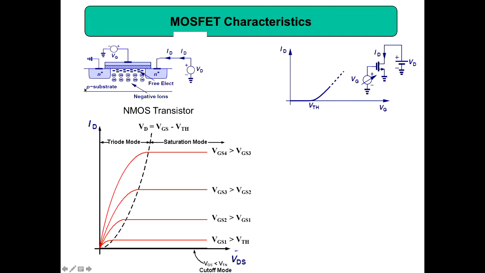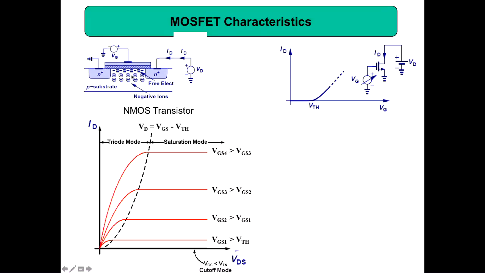If you are using an N substrate, this channel will be made of holes. Then we call it PMOS. So this is called NMOS because the channel is made of electrons when you are using a P substrate. You can also make the same transistor fabrication on an N substrate. Then we call it a PMOS. We will study that one. So this is called NMOS because the majority carriers here are holes, but the channel is formed due to electrons. So that is the reason for negative MOS, NMOS.